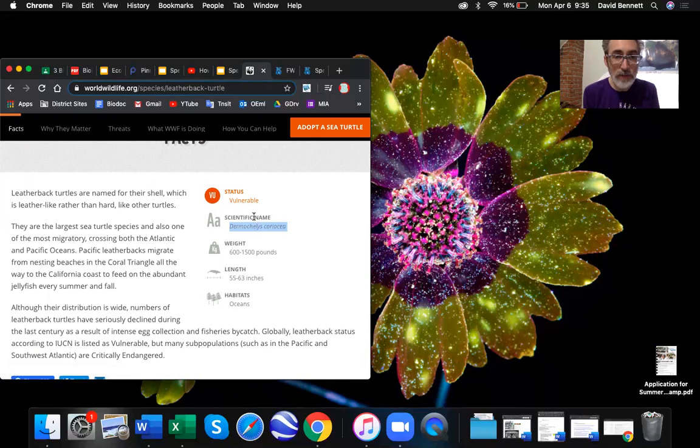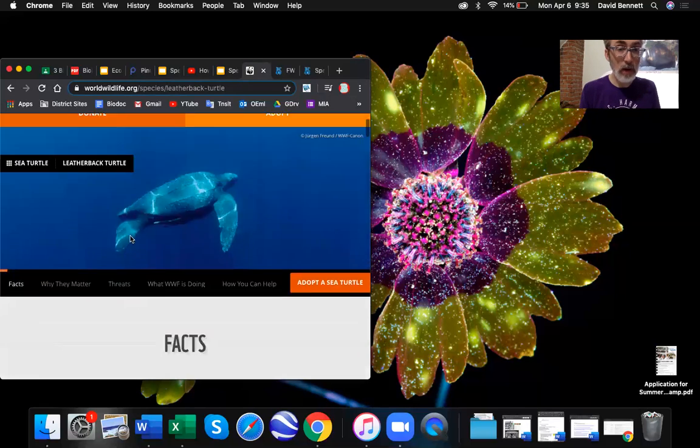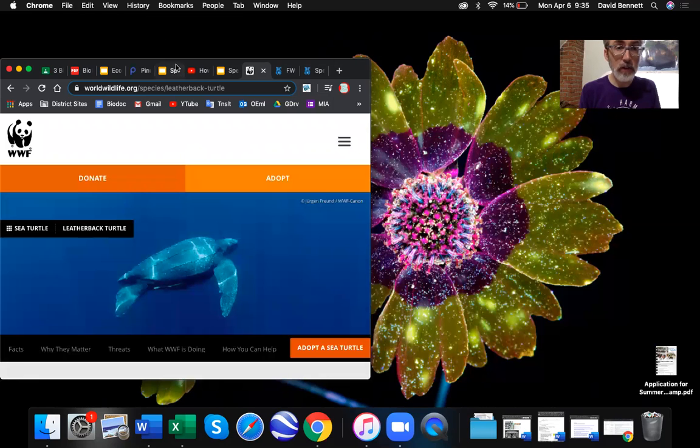Notice how it says scientific name. And then it says something else funny in another language, Dermochelys coriacea, or something like that. I've never said those words before because I don't talk about loggerhead or leatherback turtles on a very regular basis. All right, so I'm done with that.